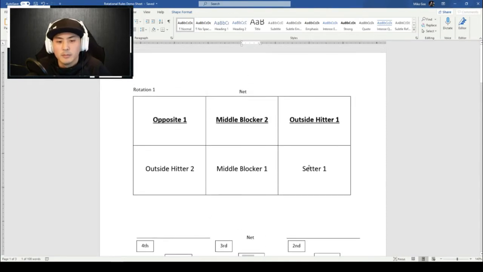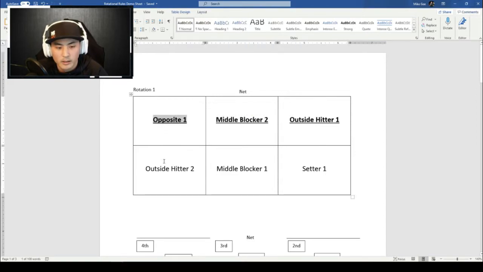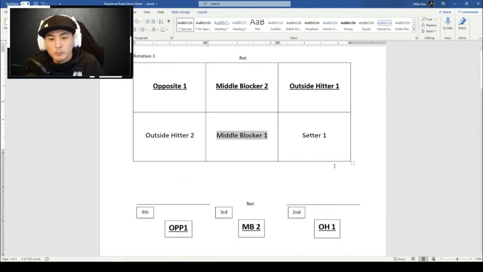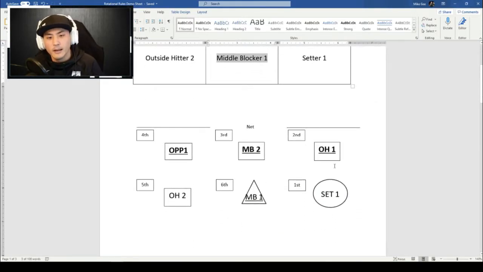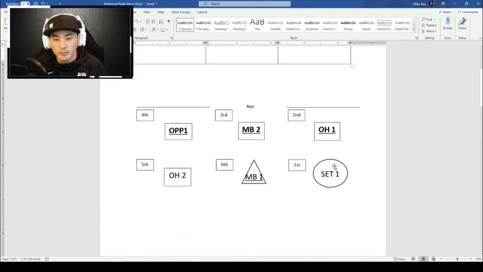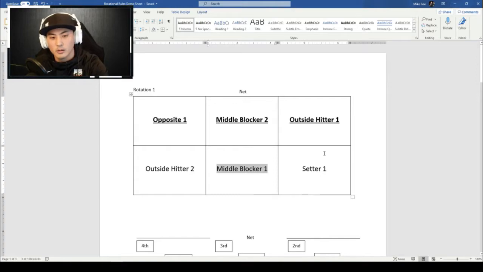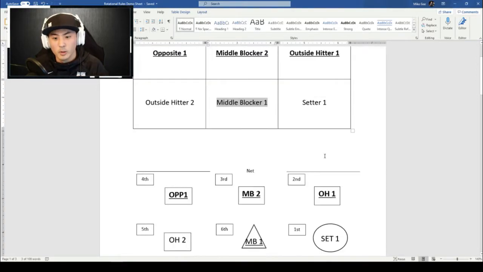The first thing that we've talked about is the rotational order. For the first half of the 6-2 offense, it will follow setter 1, outside hitter 1, middle blocker 2, opposite 1, outside hitter 2, and then middle blocker 1. When we rotate, one of the things that I've been drawing on the whiteboard and repeating multiple times is that the rotational order is what determines who you have to be in front of or behind or to the right of or in the middle of.